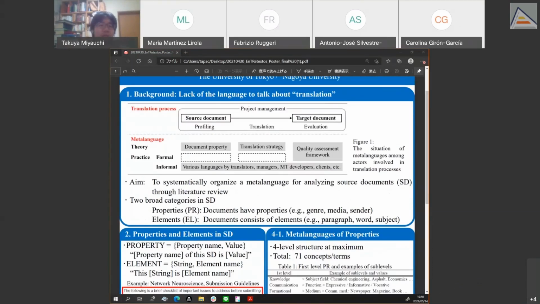In the sphere of translation practice, we observe that actors involved in translation use a mixture of local, informal terms and formal terms. However, the concepts referred to by those terms are often not shared. It means that it is sometimes difficult to talk about translation among actors involved in different aspects of translation. Especially given the current boom of neural machine translation, this can potentially cause a socially serious problem.